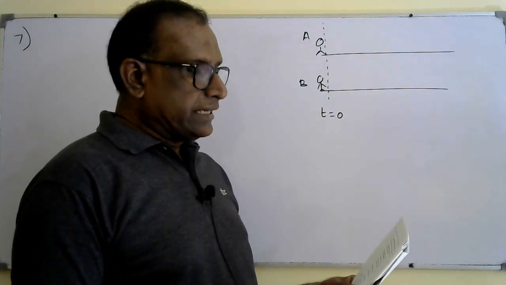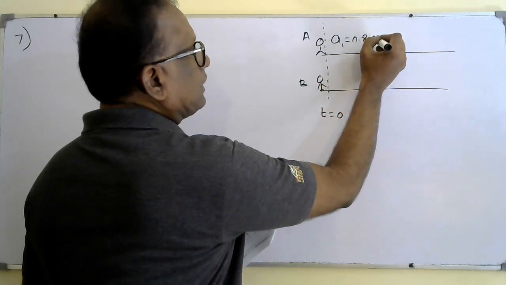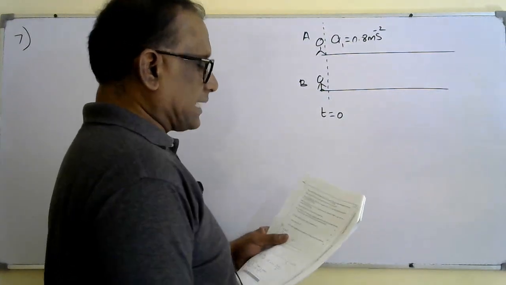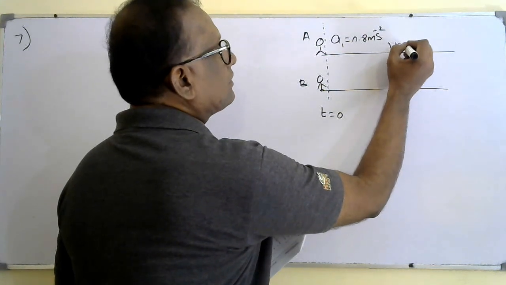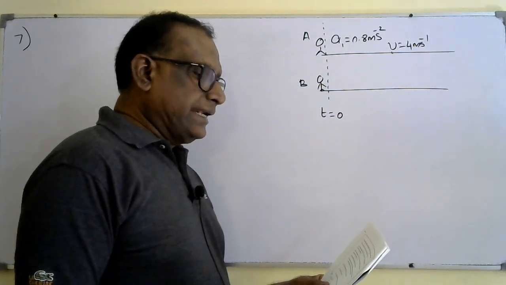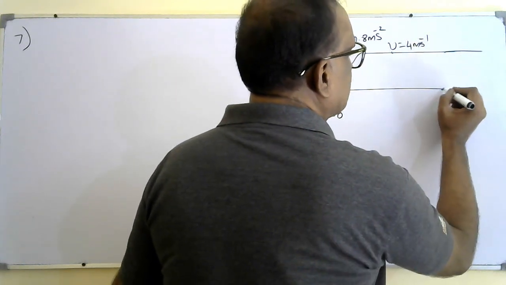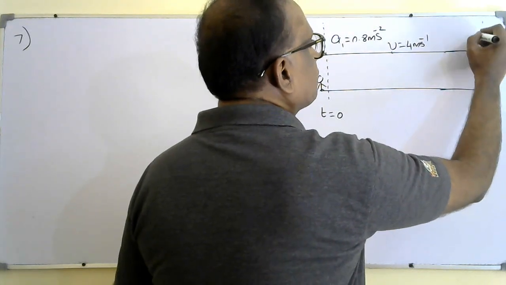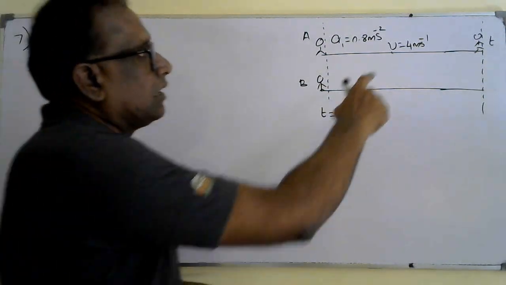Ajas accelerates at 0.8 meter per second squared up to a speed of 4 meter per second. So he is running until the speed becomes 4 meter per second, and then maintains the speed until he crosses the finishing line. So the finish line is somewhere here. Until he reaches the finish line, let it be time taken t, he is maintaining the same speed.